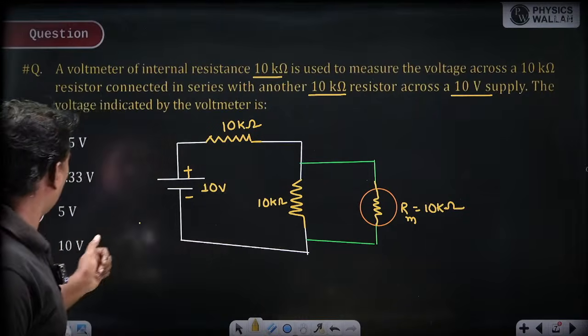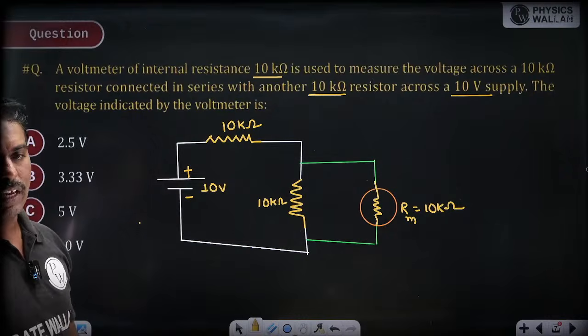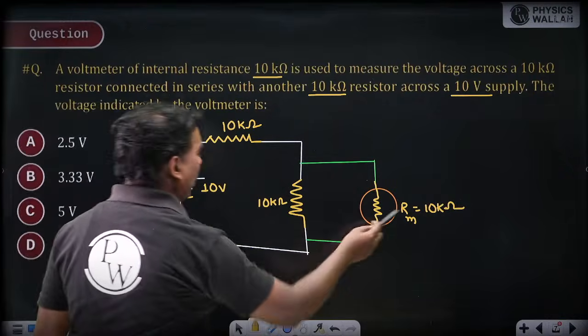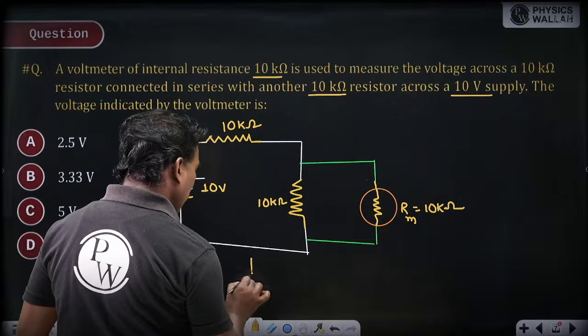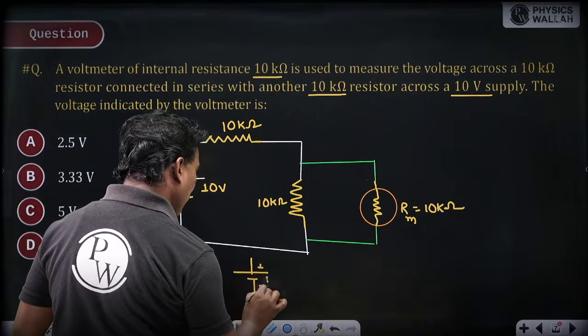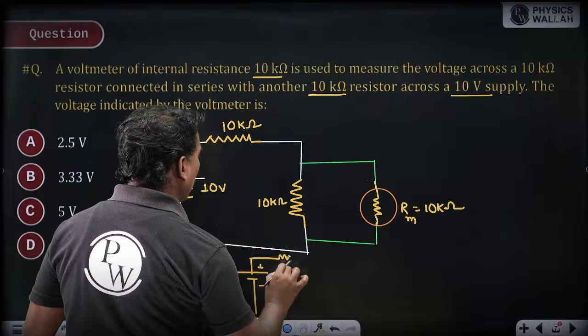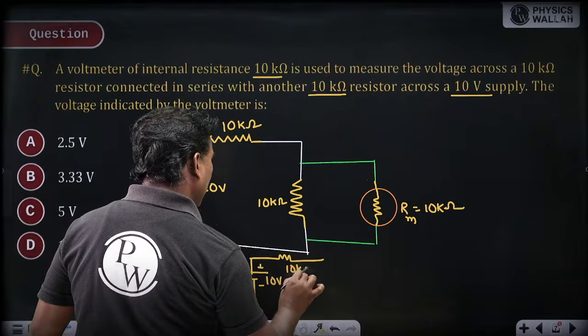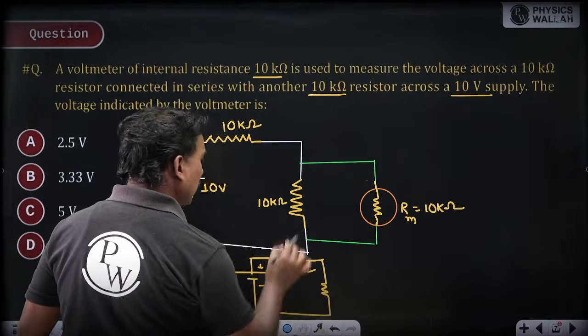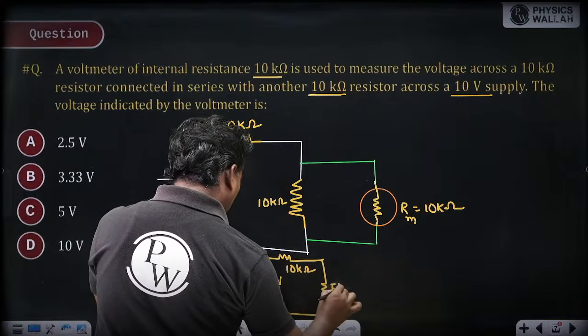Then what is the answer for this voltage? This is the loading effect. These two are in parallel, so what will the net resistance be? The circuit will become like this: 10 volts, this is 10K, and these two in parallel will become 5K.